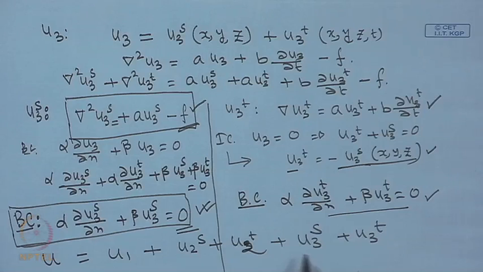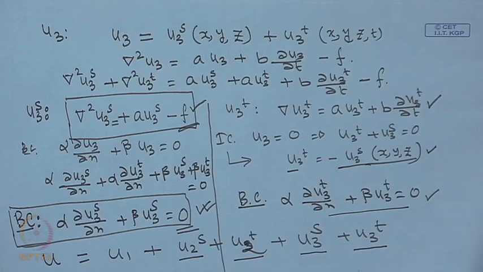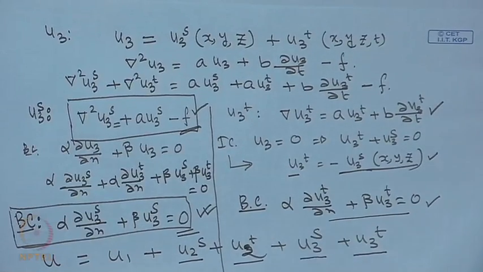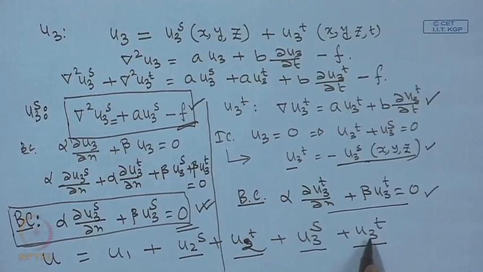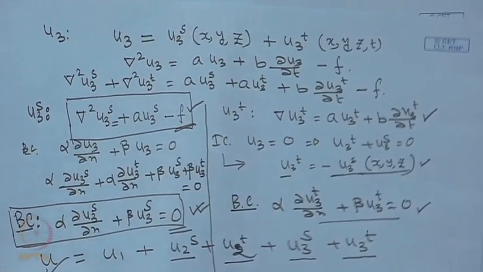That gives the complete solution, and U2S is the steady state part of the second sub problem, U2T is the transient part of the second sub problem, U3S is the steady state part of the first sub problem, U3T is the transient part of the third sub problem. And by using a linear superposition of all the solutions of the sub problems, one can constitute the complete solution of the original problem. Okay.